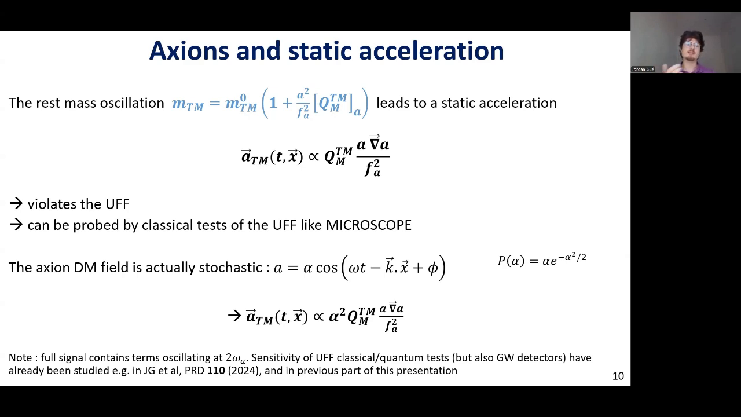And basically, you can show that this stochastic component can be equivalently described by a stochastic amplitude alpha that follows a Rayleigh distribution. And so now, the acceleration is not only proportional to this term, but it's also proportional to alpha squared because it's quadratic in the field. And now alpha squared is a stochastic parameter that follows an exponential distribution.